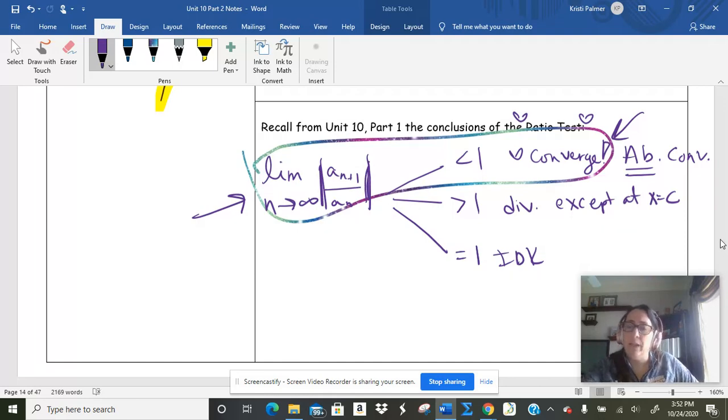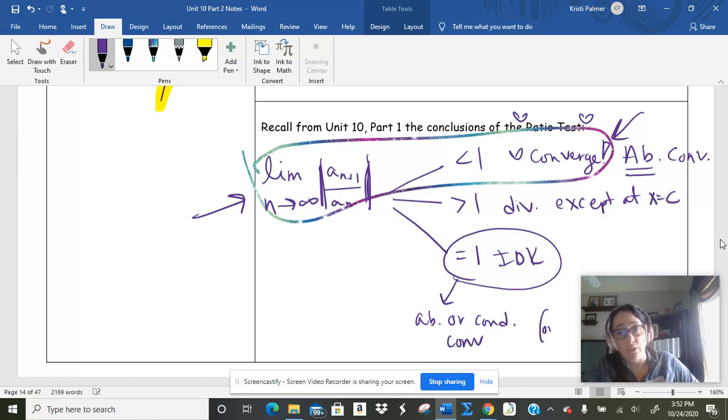So the only place that we could be absolutely or conditionally convergent or divergent even, is the endpoint. The endpoint is the only one that has the option to do anything, okay? So within the interval, absolutely convergent. Outside the interval, divergent. Endpoints, those are the wild cards.